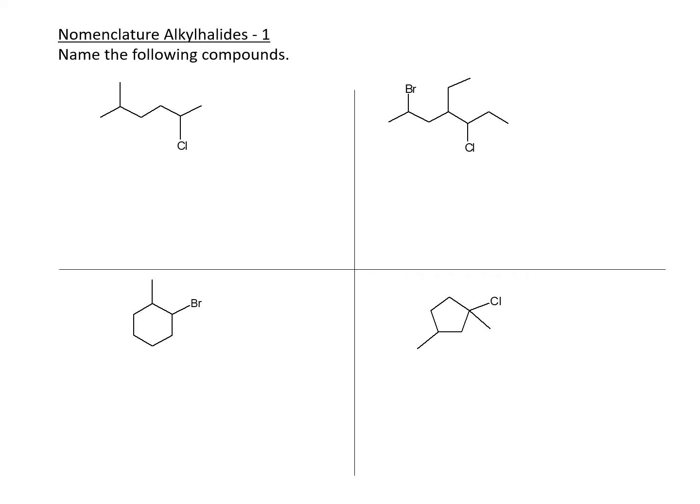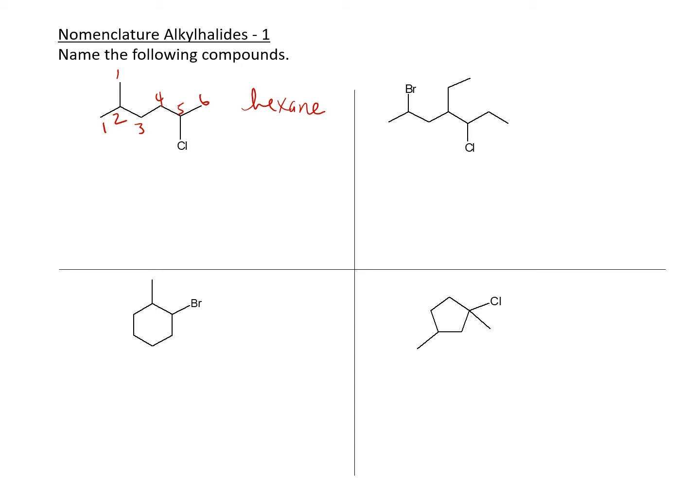For the nomenclature of alkyl halides, it's almost the same as alkanes. There are just a few differences, but otherwise it's the same thing, meaning that you still have to find the longest chain. So let's start with the first one, and the longest chain here is 1, 2, 3, 4, 5, 6. You can start from here also, but it's still going to give you the same chain, which means that the base name is going to be hexane.